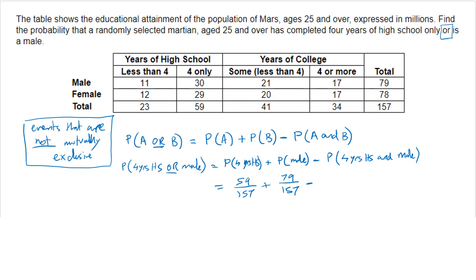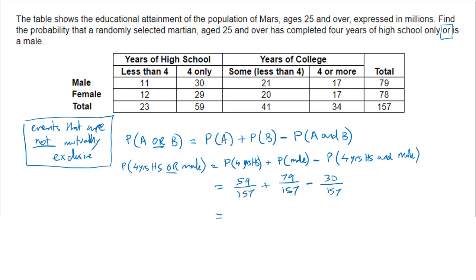Then we have to subtract the common ones, the ones that both have 4 years of high school and male at the same time. So the intersection between this row and this column is right here. So there's 30 that are male and have 4 years of high school. We have to exclude or subtract those 30 out of the 157 again. So minus 30 over 157. So we add all of this up. This is adding and subtracting of fractions.